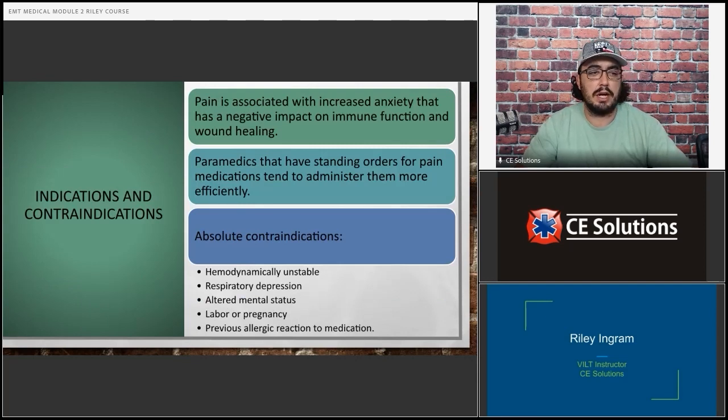All right. Indications and contraindications. Pain is associated with increased anxiety, has a negative impact on immune function and wound healing. It's kind of like what I was talking about. Paramedics that have standing orders for pain medication tend to administer them more efficiently. Some absolute contraindications: hemodynamically unstable, respiratory depression, altered mental status, labor or pregnancy, and previous allergic reaction to medication.